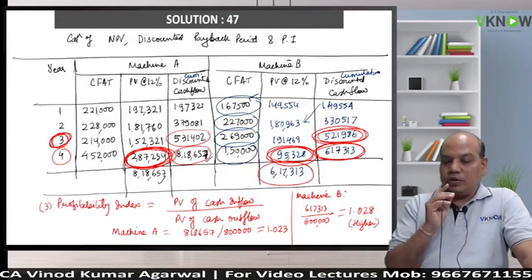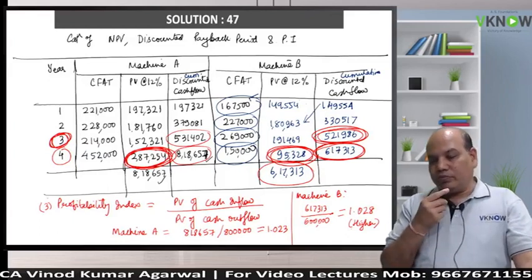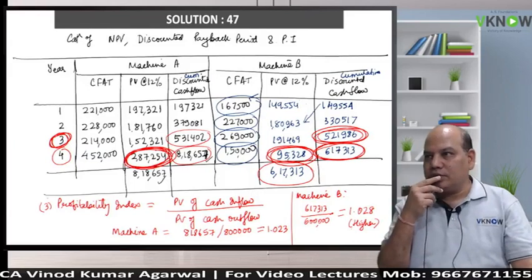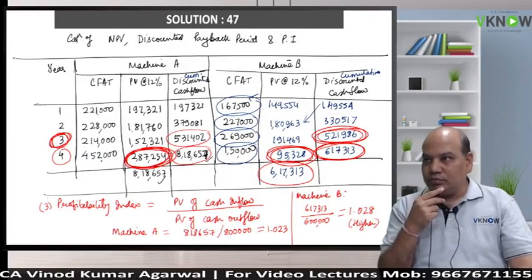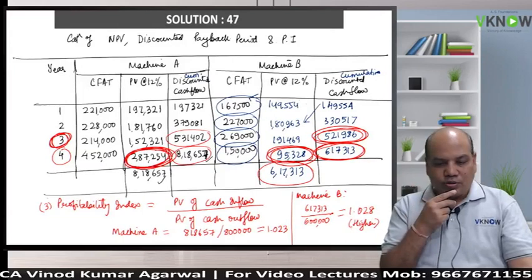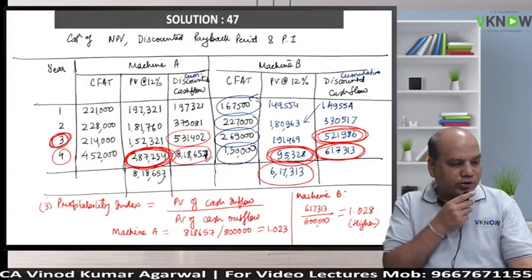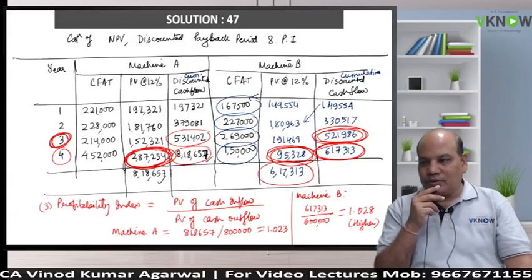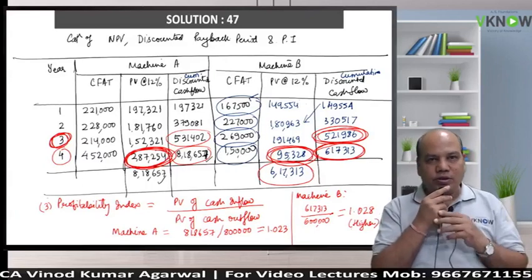So you have learnt with the help of this example how to compare 2 or more projects and take decisions. Understood? Any query on question number 47, which was an exam question for 10 marks? Okay. So now we'll take a break.